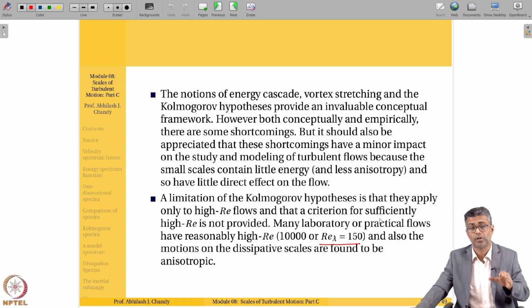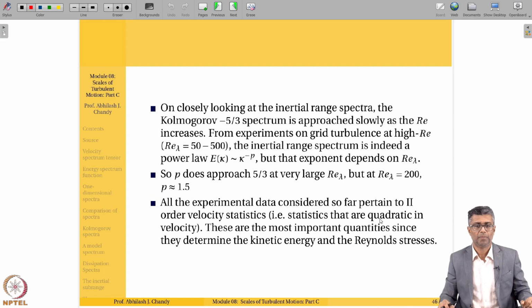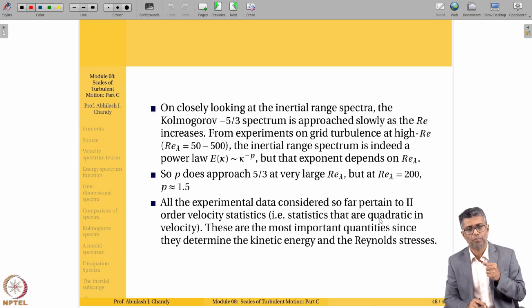So that's a limitation. You should know that it exists, but it doesn't seem to be affecting our predictions, our understanding of the problem as much. And that is because of these dissipative scales, which don't contain as much energy. That is the reason why it is not affecting our predictions of the problem. So that is pretty much what is described in this slide in more detail.